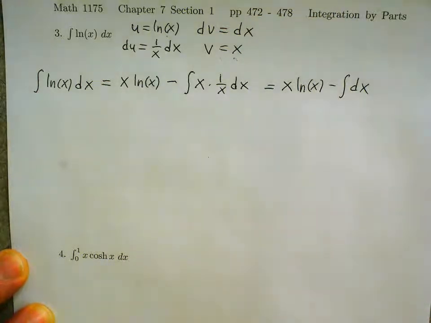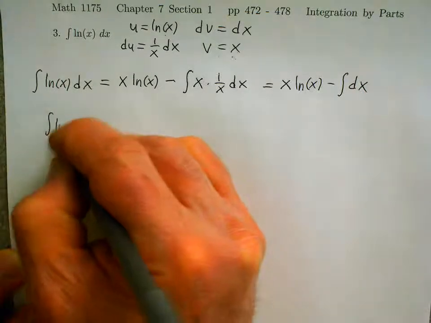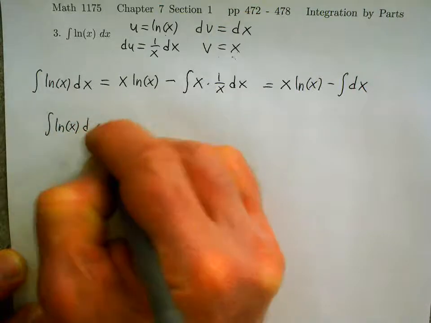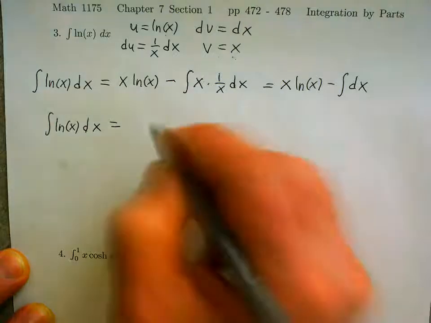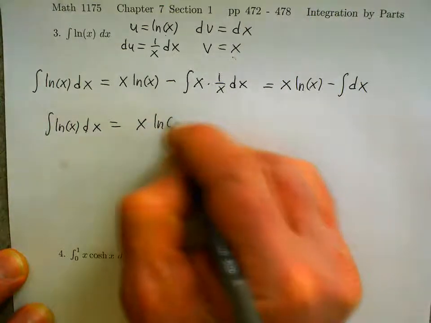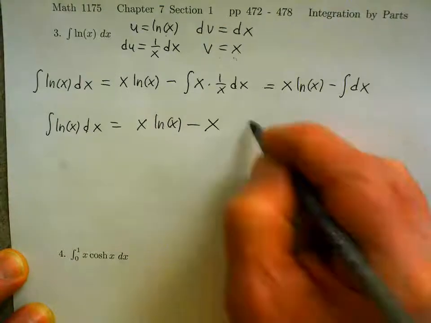So now we're just one step away from the final result. So the indefinite integral of the natural log of x dx equals x times the natural log of x minus x plus a constant.